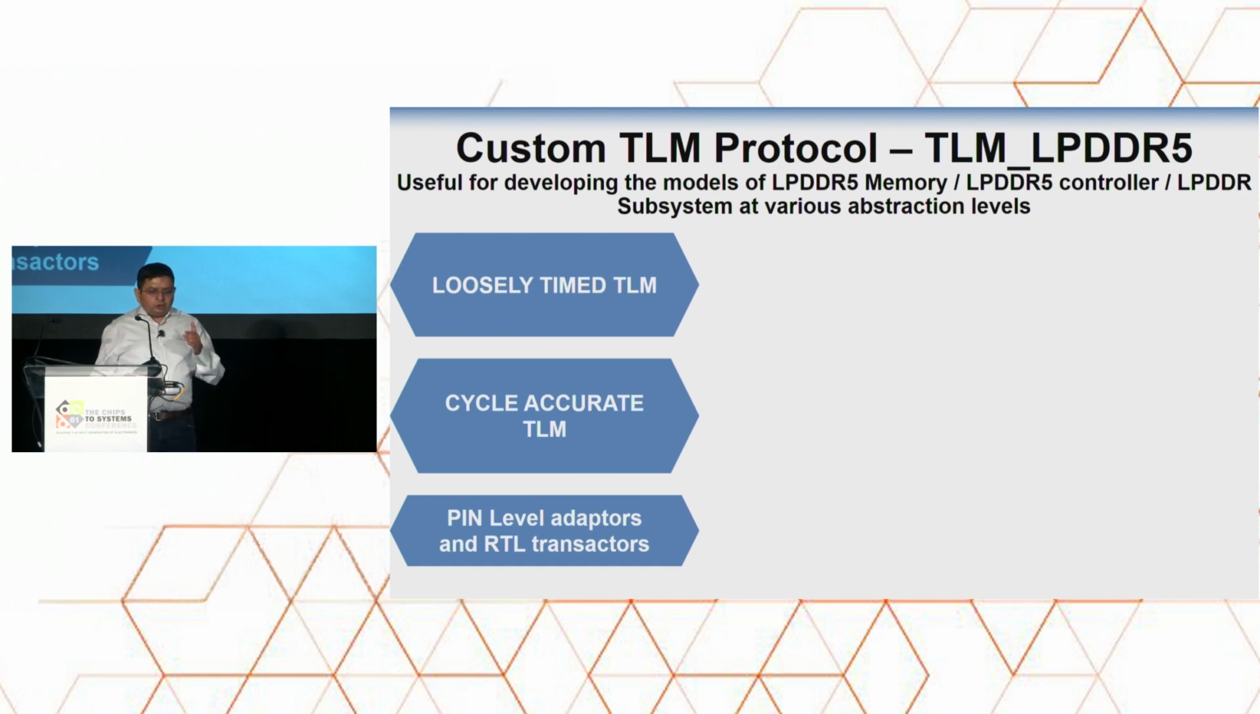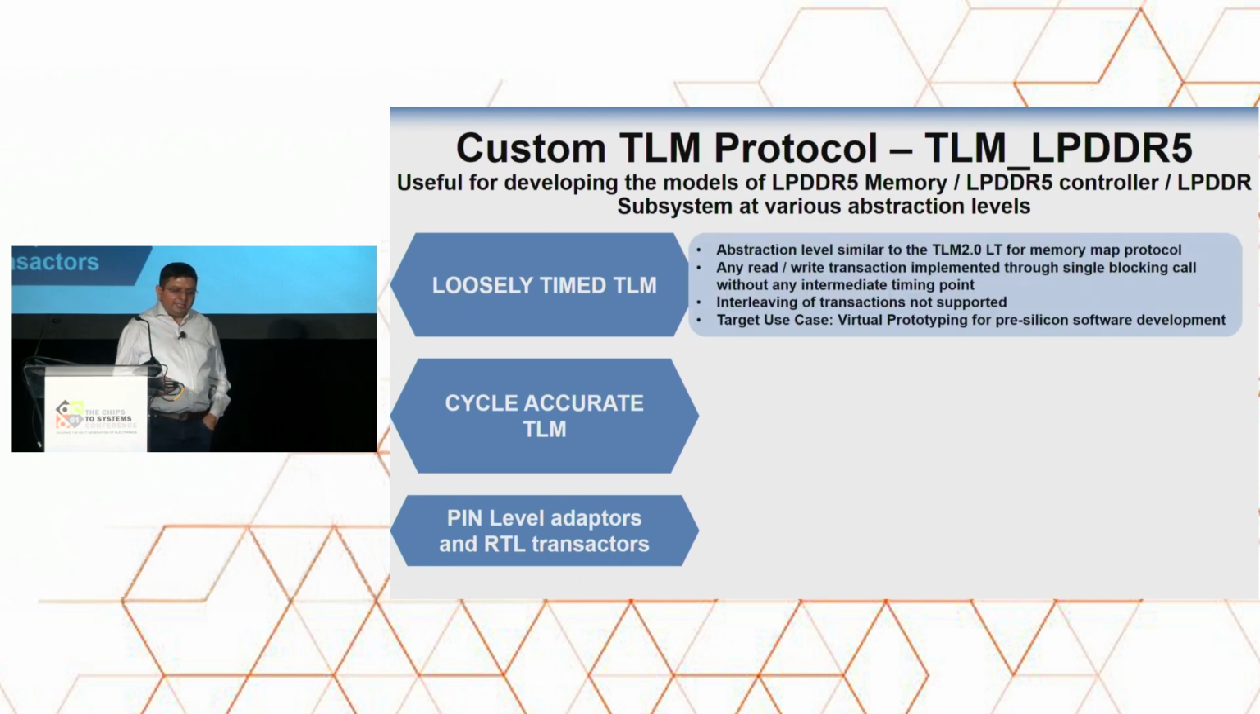So this TLM protocol can scale at different abstraction levels, like loosely timed TLM. So basically this abstraction level is similar to TLM 2.0 LT abstraction, which is for the memory mapped bus protocols. So any read or write to the memory will be done using a single blocking function call. So there will not be any intermediate timing points. So the entire read transaction or the entire write transaction will be executed through a single function call. So it will not support the interleaving of the transactions as per the LPDDR5 protocol.